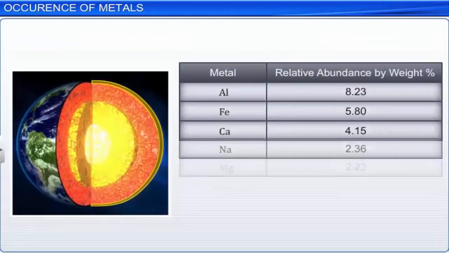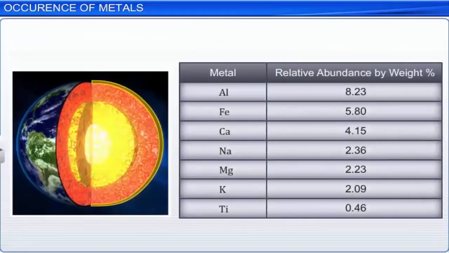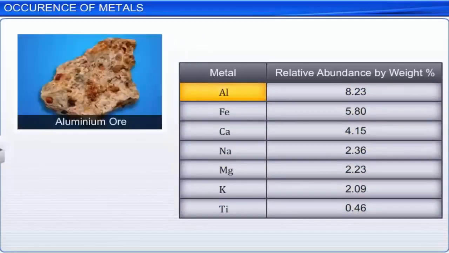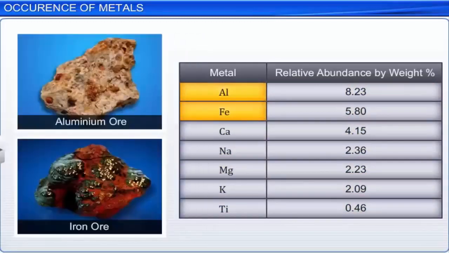The relative abundance of metals varies in the Earth's crust. The table here lists the relative abundance of some of the metals in the Earth's crust by weight. Of these, aluminium and iron are relatively more abundant than others.